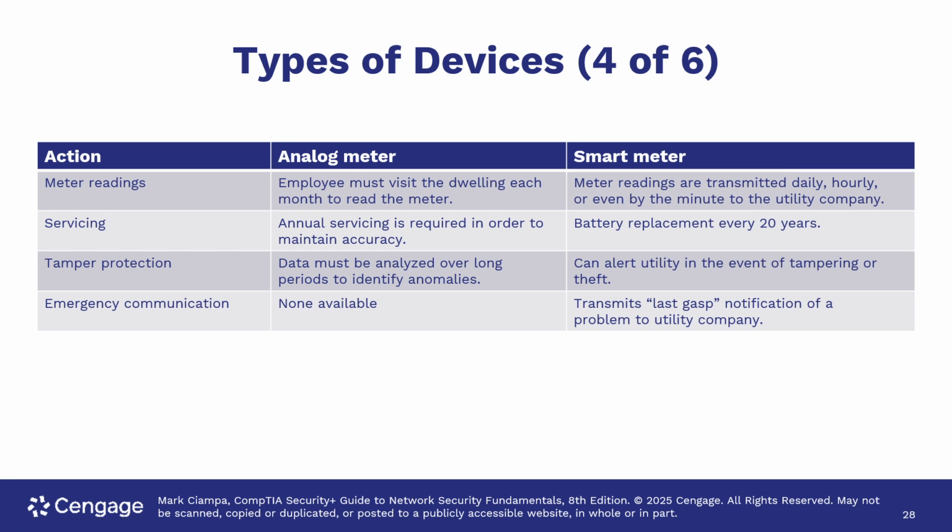So here we have the types of devices: meter readings, servicing, tamper protection, emergency communication. You can see what's offered under an analog meter and what's offered under a smart meter. So I'm going to take a minute and compare the two of these.